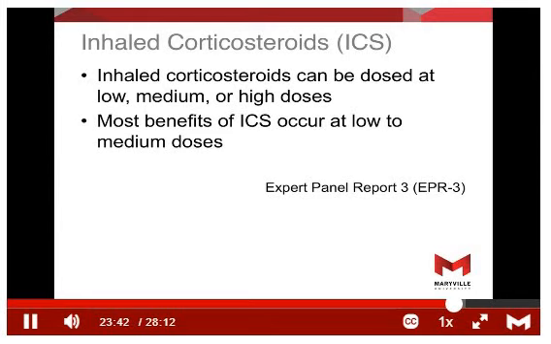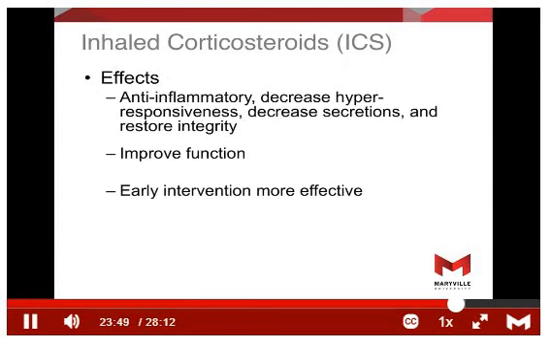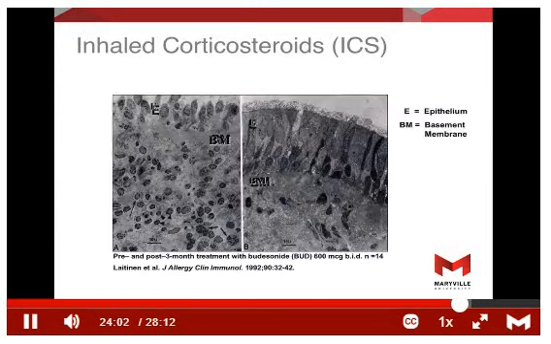Inhaled corticosteroids can be dosed at low, medium, and high. Most benefits occur at the low to medium doses, though. The effect is anti-inflammatory. They decrease hyperresponsiveness, decrease secretions, and restore integrity. They improve lung function, and early intervention is more effective.